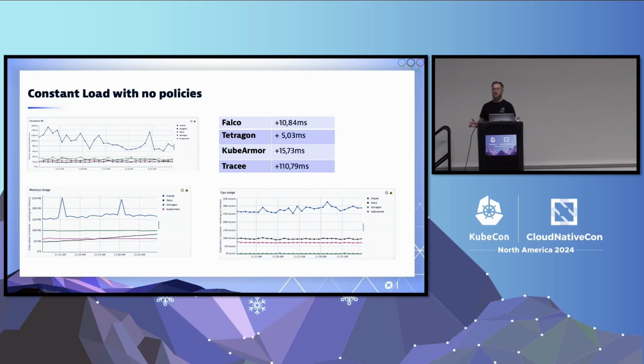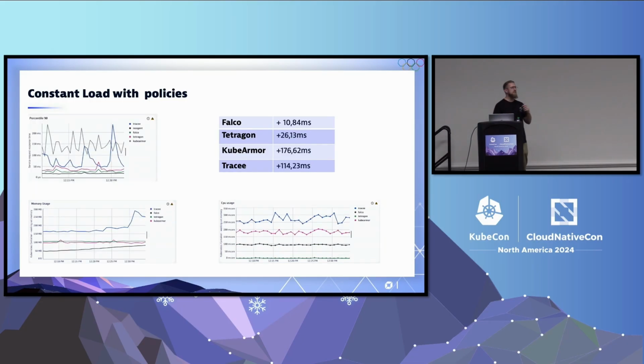On the CPU side, Tetragon is consuming almost nothing. Tracy will be the most expensive one with 255 millicores. On the memory side, Falco consumes the least memory, and the most expensive is Tracy. Now let's add the policies.